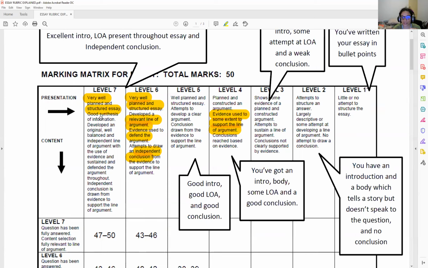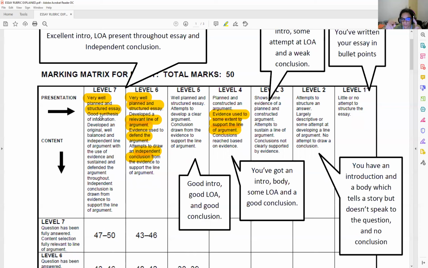So what tends to happen, because of the PEEL method, it's not a perfect method. It always puts the line of argument at the end of the paragraph. But it is also possible to build your line of argument into your essay. So every time you speak about something that Goldilocks did wrong, you tie it back to the question. So, for example, your first paragraph would speak about breaking into the house. Your second paragraph would speak about the porridge. Your third paragraph would speak about sleeping in the bed.